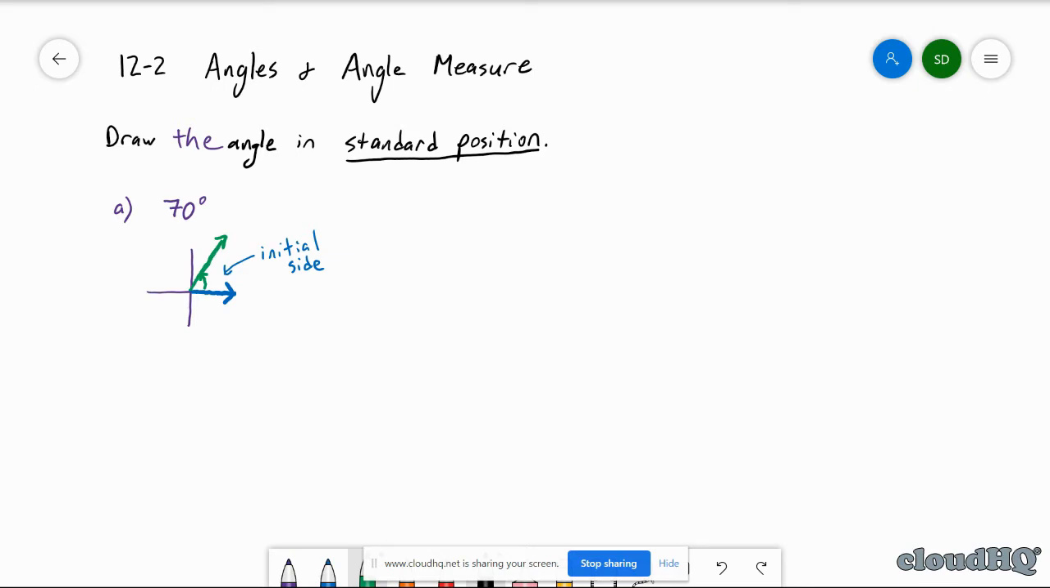Notice I drew the angle, I put the little arrow on there too down below, so you can show where it's going, and then I draw the terminal side. That is an angle in standard position. So we'll do a couple more.